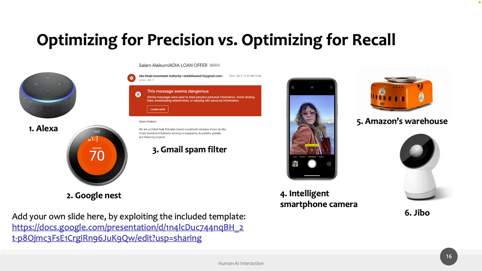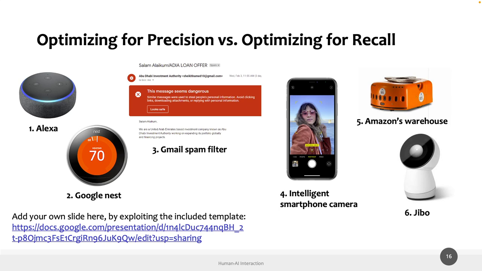Okay, I think that Jibo is like Alexa, so let's keep it. And what about the camera, the smartphone camera? Yeah, these kinds of systems are probably designed for non-expert users, because an expert user can manually, for example, activate the pro mode, but yeah.